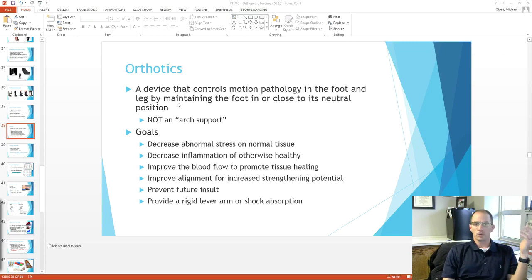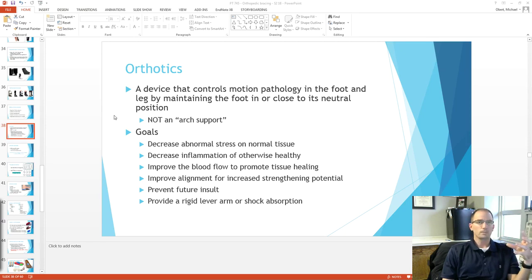So when we talk about foot orthotics, just understand it's not just an arch support. It's a lot more than that. Our goal with these is to really identify the pathology in that particular foot. It could be for their knee, it could be for their hip. But we're really looking at each individual foot and trying to match their foot with the device that we're making.